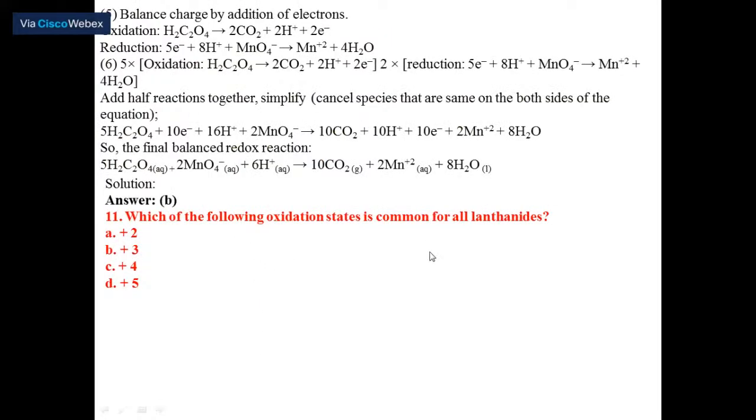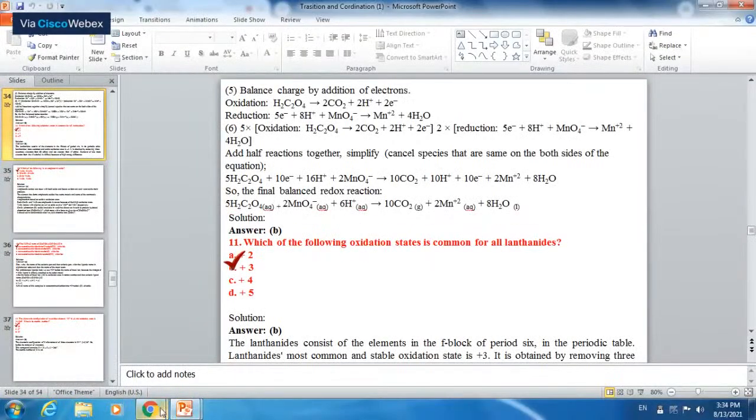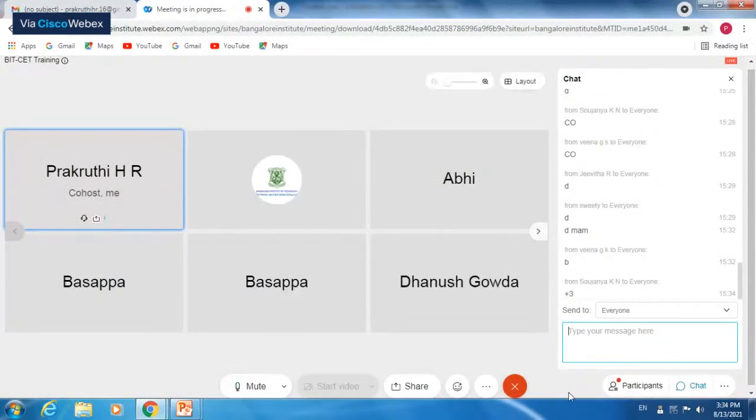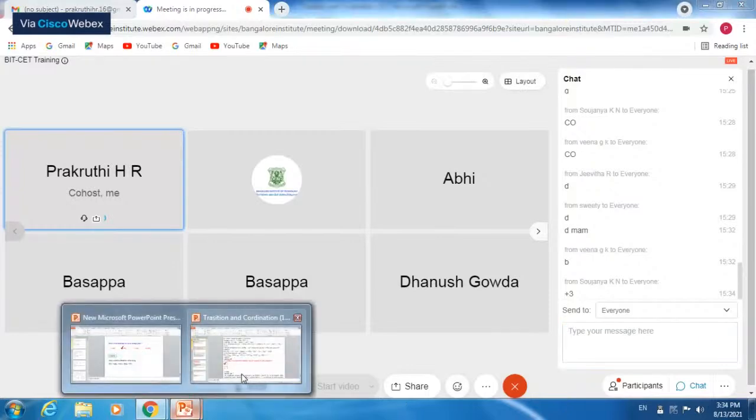Which of the following oxidation states is common for all lanthanides? What is the common oxidation state for lanthanides, students? What is the answer for this? Hello, students. What is the answer for this? Plus 3. Very good. Plus 3 is the oxidation state. So what you said is correct.